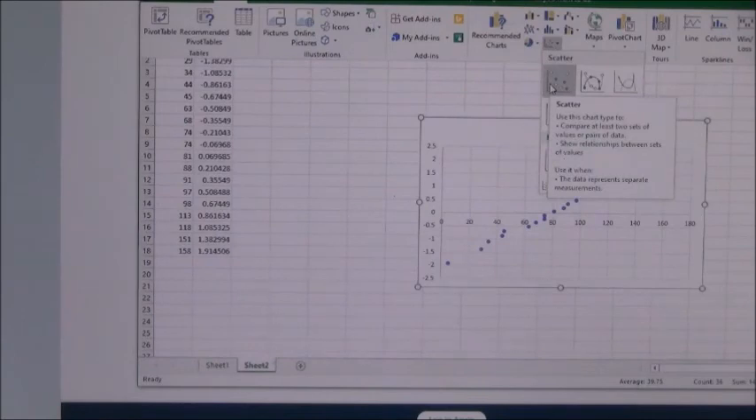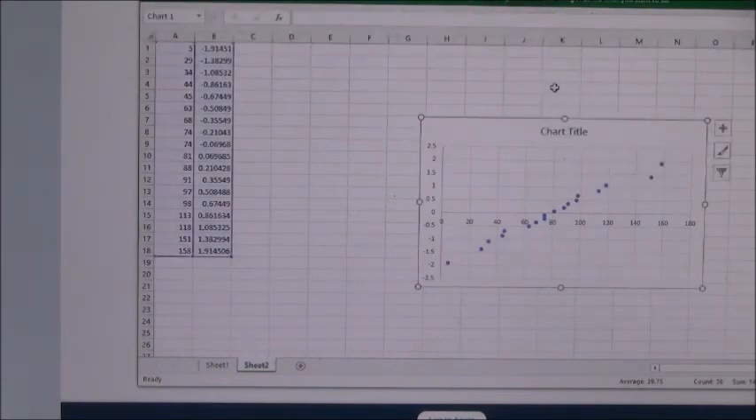And I am going to select the scatter with only markers, the first scatter chart. So this very first one that just says scatter on it is the one I'm going to pick. And you can see that I have my scatter chart there. If I would want to insert my title in there, again, I could go up here and change my title. And if I want to label my axes, I would want to pick the different layout.